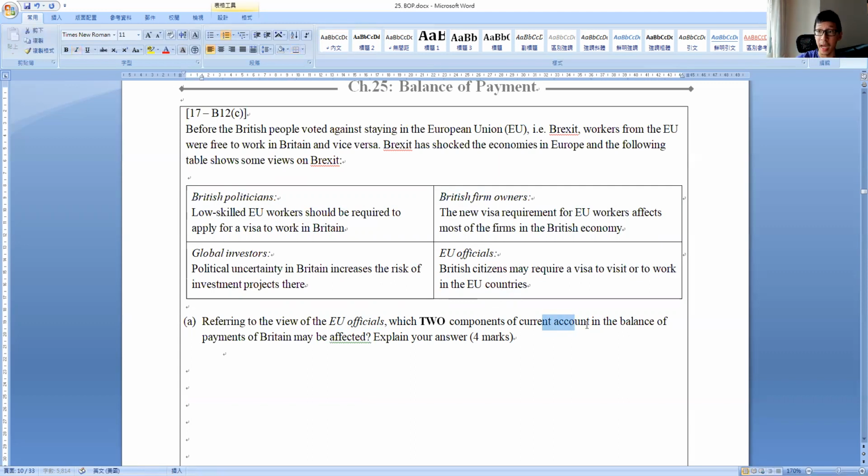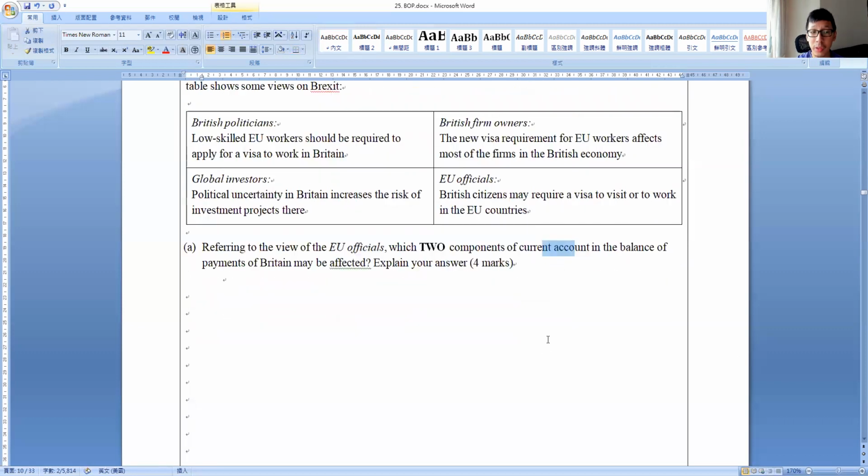OK, EU officials. Now, which 2 components of current account? 你見題目真係會咁問㗎。They really will ask specifically the component. So you need to recite the table we just talked about, the components. You need to know the components very by heart, very familiarly. 係咪 You need to familiarize yourself with them. 一定要，好嘛 Now, which 2 components may be affected? Now, explain our answer. Now, EU says may require visa to visit or to work 嗱，你一見到 visit 同 work 咧，你應該自己要有 you need to be sensitive, right?